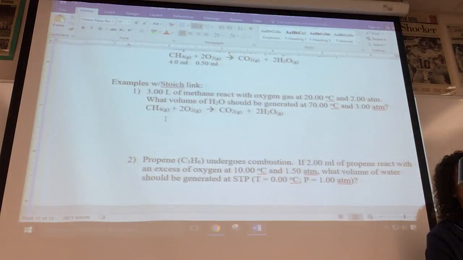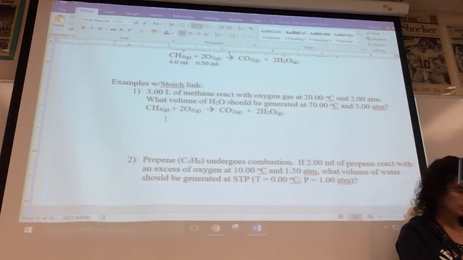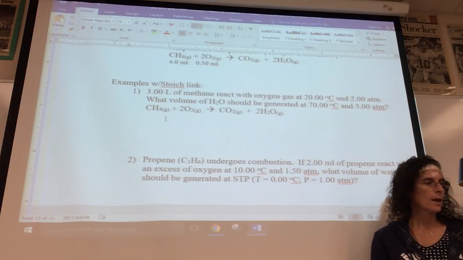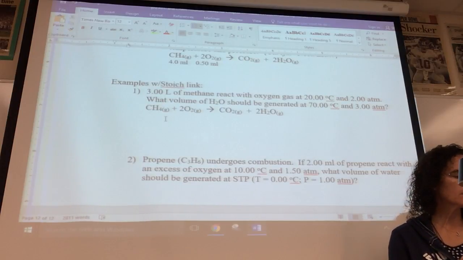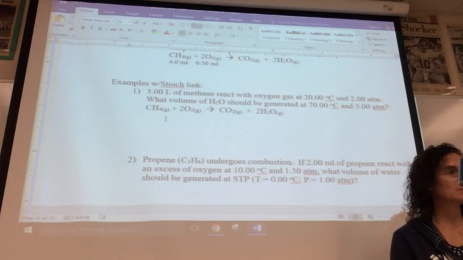So we're going to look at 2 examples with the stoichiometry link, and then we'll wrap up the chapter and I'll direct you to the classwork you can do. It says you have 3 liters of methane. Methane is CH4, and some of the kids are like, well, how do you know that? Well, when you look at that balanced equation, what else could methane be? Right? I guess so.